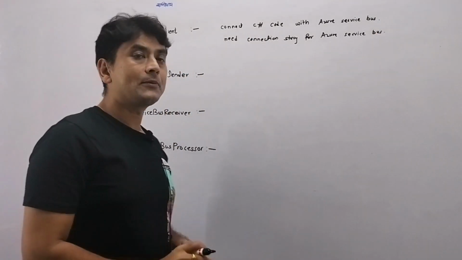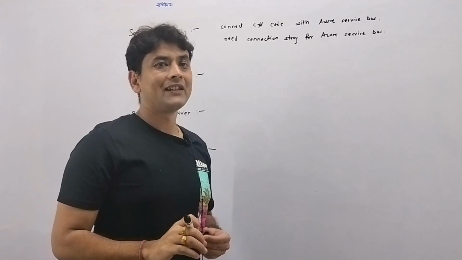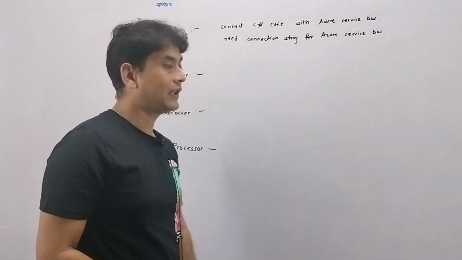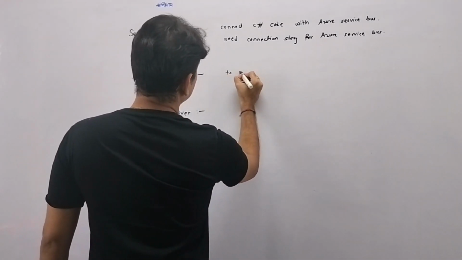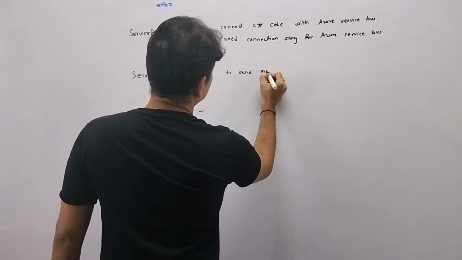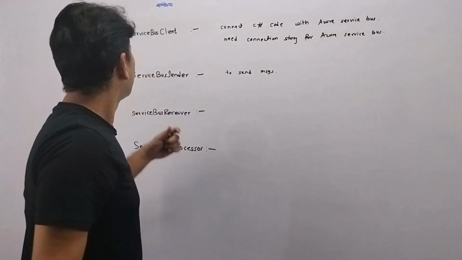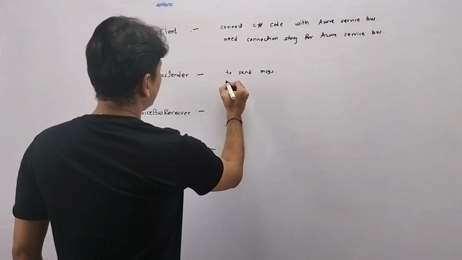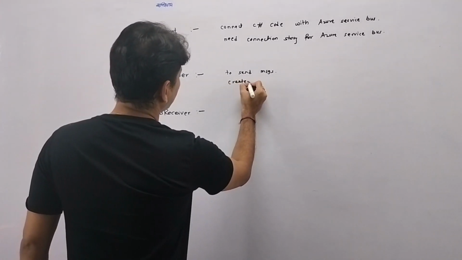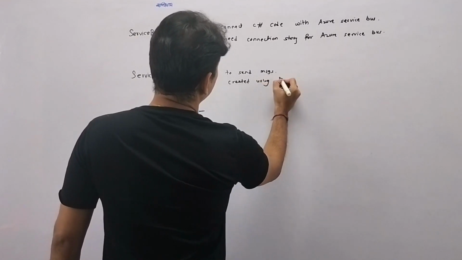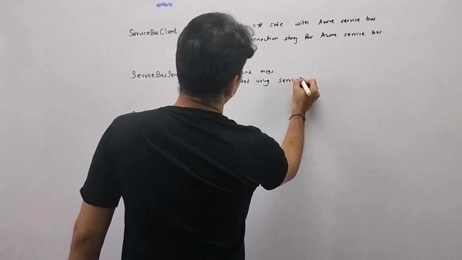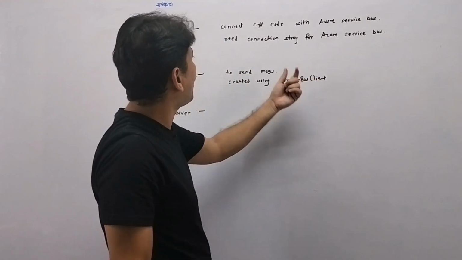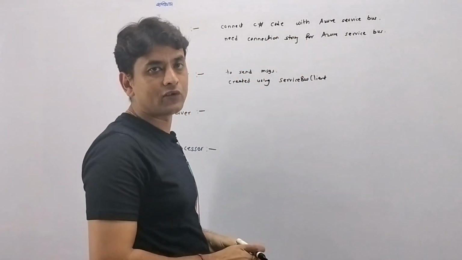Now second is ServiceBusSender, and as the name suggests, this is used to send messages to the Azure Service Bus. And to create Service Bus Sender, we'll need Service Bus Client. So it's created using Service Bus Client. And this Service Bus Client already has that connection string for that Azure Service Bus.